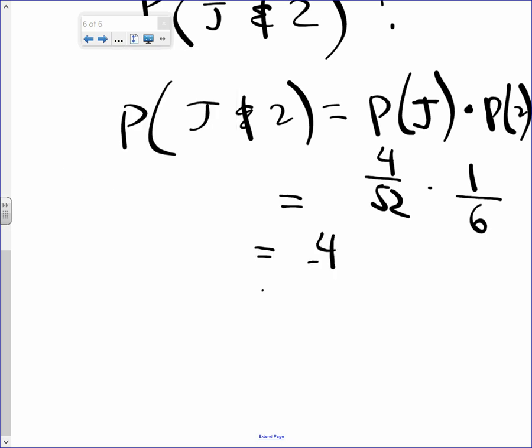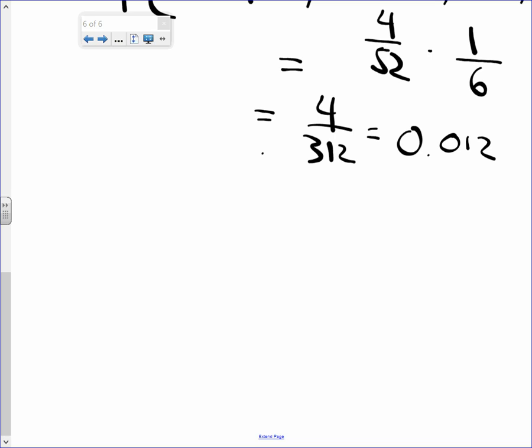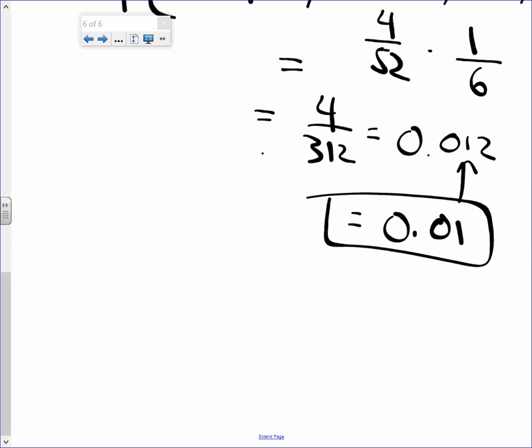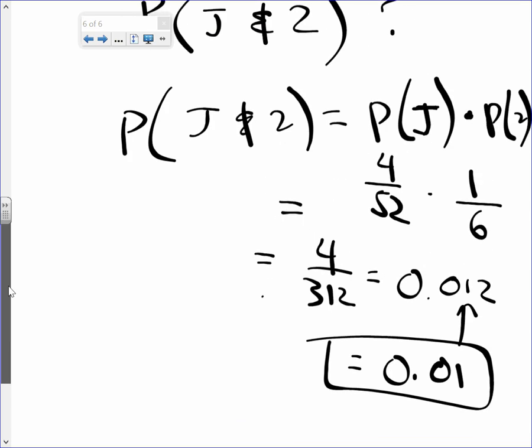4 times 1 is 4. 52 times 6 is 312. Decimal time: 4 divided by 312 is 0.012. We're going to round to the nearest hundredth like I told you in warm-up. So it's about a 1% chance for you to get a jack and then roll a 2. It'll happen on average once every 100 tries. If you try it 100 times, it'll probably happen once. So that's what 1% means.